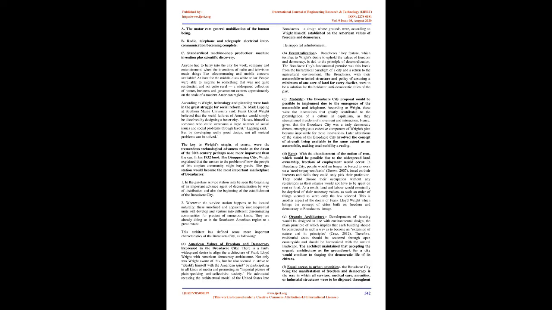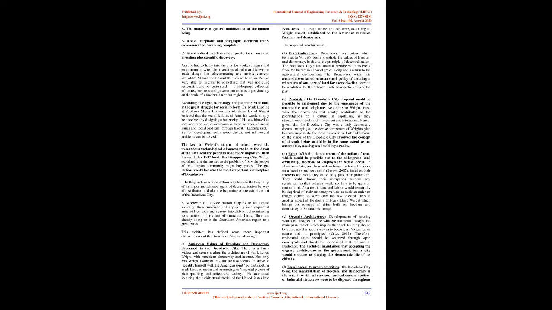B. Decentralization. Broadacre's key feature, which testifies to Wright's desire to uphold the values of freedom and democracy, is tied to the principle of decentralization. The Broadacre City's fundamental premise was a break from the hierarchical paradigm of a city and a return to the agricultural environment. The Broadacres, with their automobile-oriented structure and policy of assuring a minimum of one acre of land for every dweller, were to be a solution for the holdover, anti-democratic cities of the past.